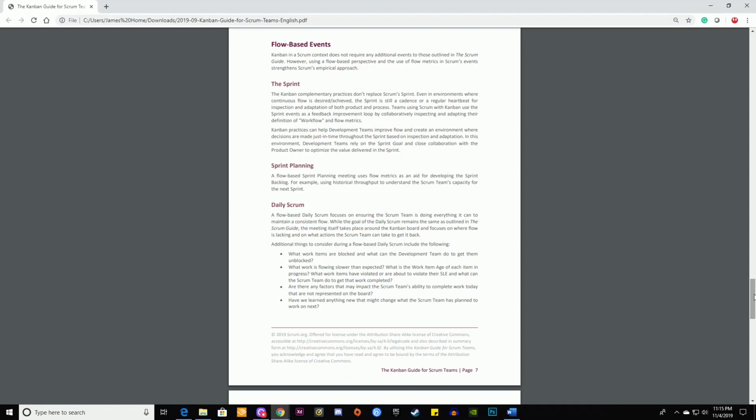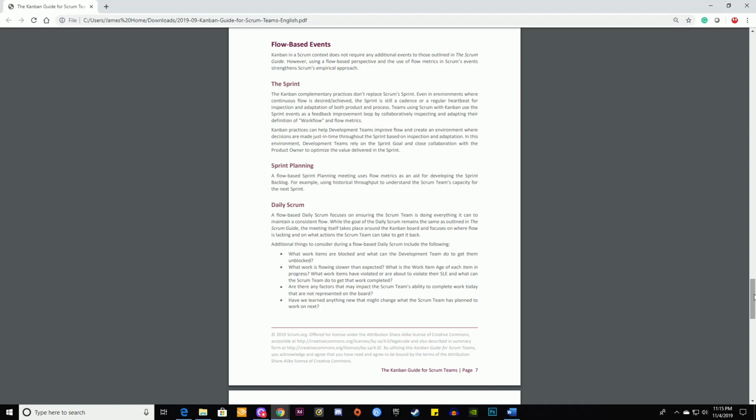Additional things to consider during a flow-based daily Scrum include the following. What work items are blocked, and what can the development team do to get them unblocked? What work is flowing slower than expected? What is the work item age of each item in progress? What work items have violated or are about to violate their SLE? And what can the Scrum team do to get that work completed?